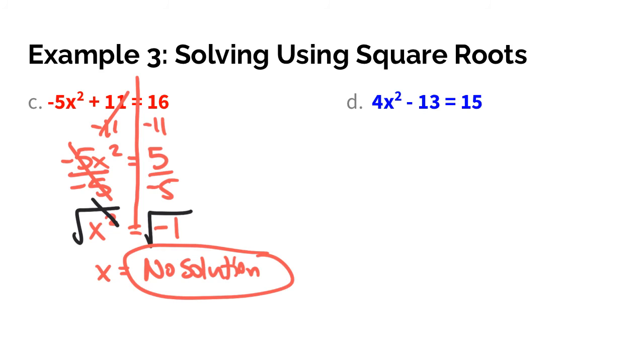All right, let's have you guys try number D on your own. Try that example on your own. Solve that for x by using square roots.